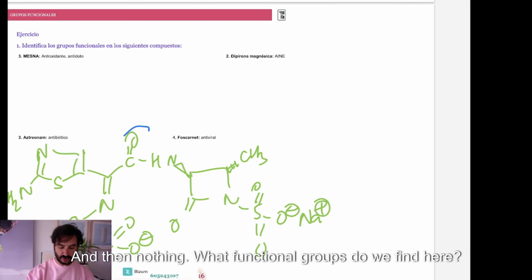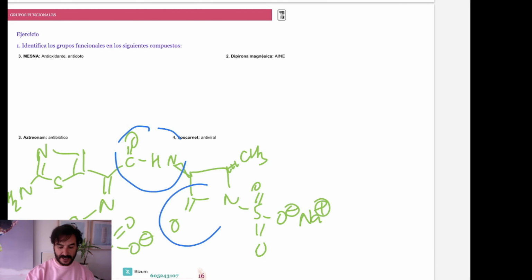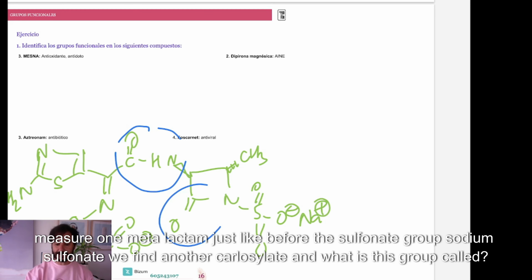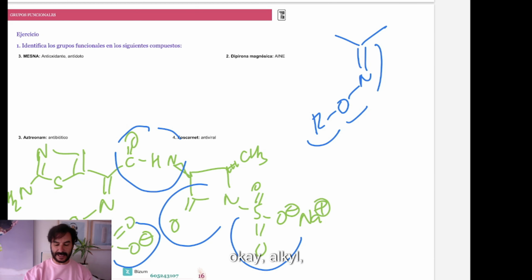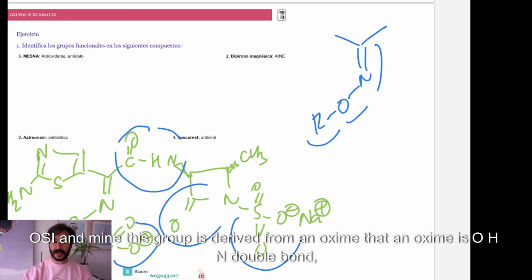And then nothing. What functional groups do we find here? Look, one methyl, another methyl. We have the methyl lactam just like before, the sulfonate group, sodium sulfonate, and we find another carboxylate. And what is this group called? This group is R-O-N double bond, would be an alkyl oxy imine. Okay, alkyl oxy imine.